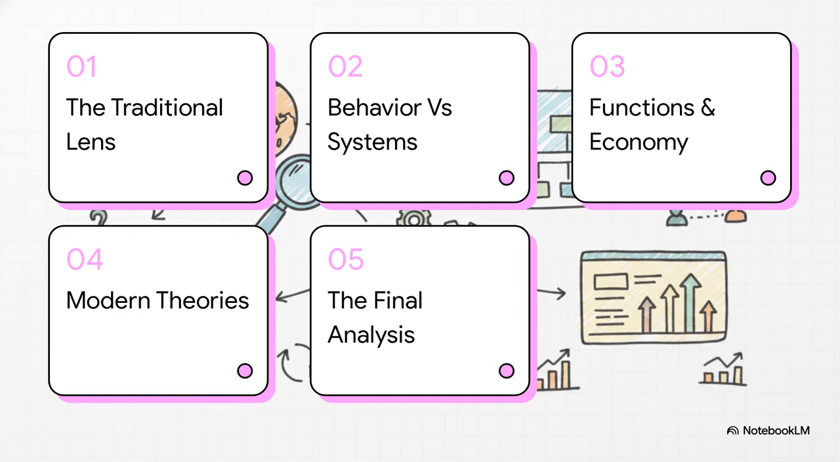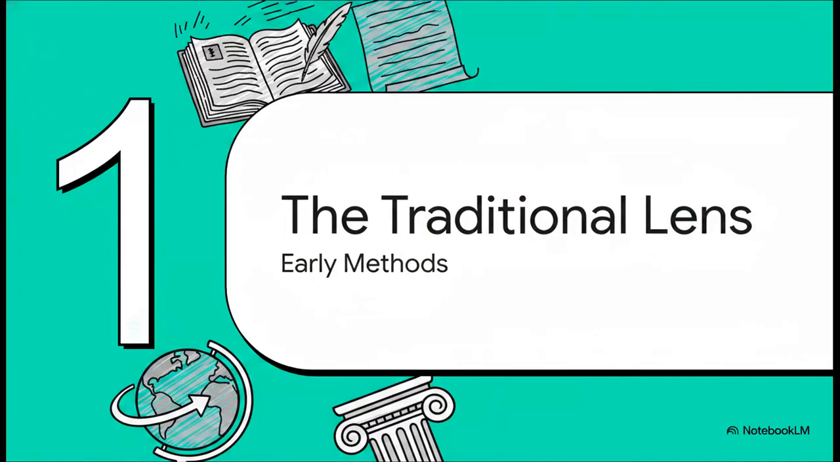Okay, let's take a really quick look at our syllabus for today. We'll be covering the traditional lens, behavior versus systems, functions and economy, modern theories, and finally, we'll wrap it all up in the final analysis. So let's jump straight into Section 1, the traditional lens, looking at the early methods.